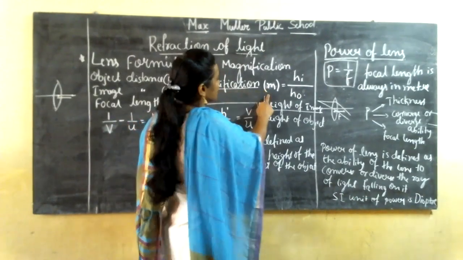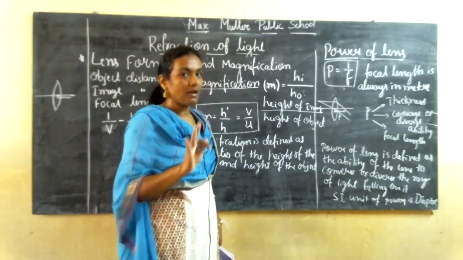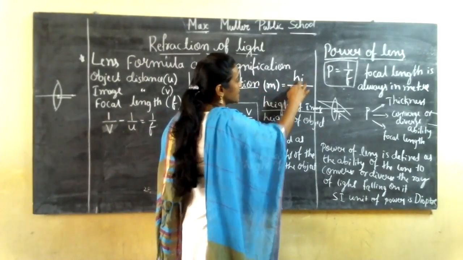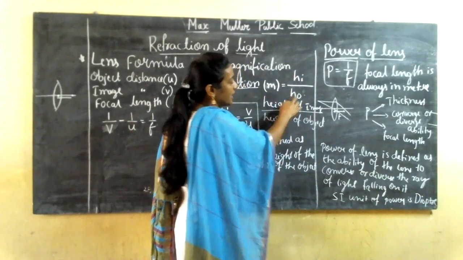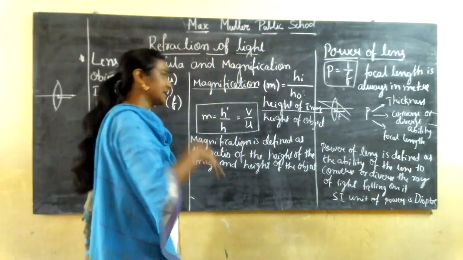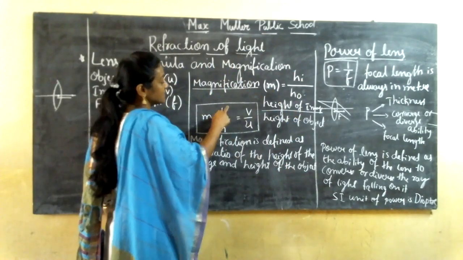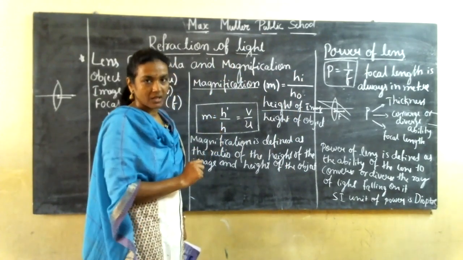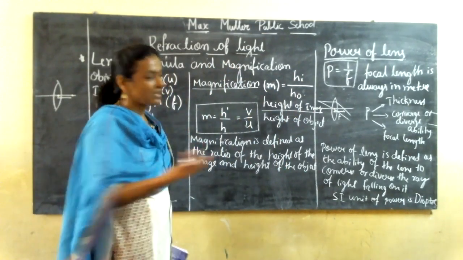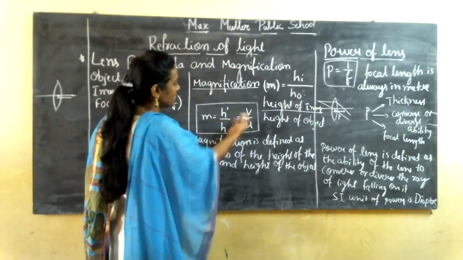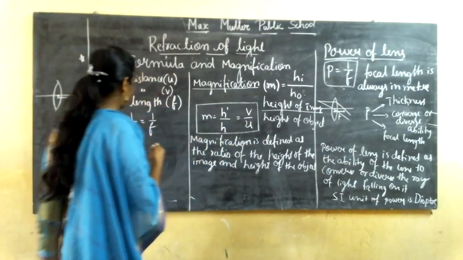So here magnification, that is denoted by small m, is equal to HI divided by HO. HI is the height of the image and HO is the height of the object. You can take it as m is equal to H dash divided by H. Okay, so this is V by U, the image height and the object height, right?